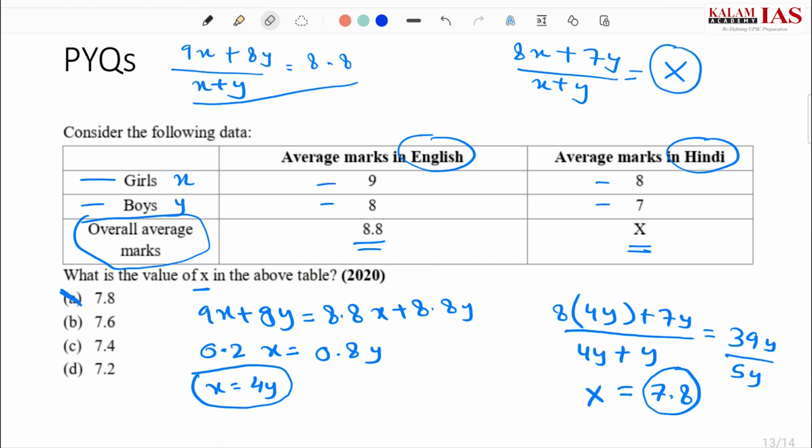I'll just summarize this. We have two data sets, one for the English subject and one for the Hindi subject, and we have to find the overall average for the Hindi subject. The number of girls is assumed x, the number of boys is assumed y, and then the overall marks is given. Substituting these values in this equation, we form the first equation and get a relation between x and y, that is the number of girls in the class is 4 times the number of boys, and then we substitute this value into this equation to get the value, which is 7.8.